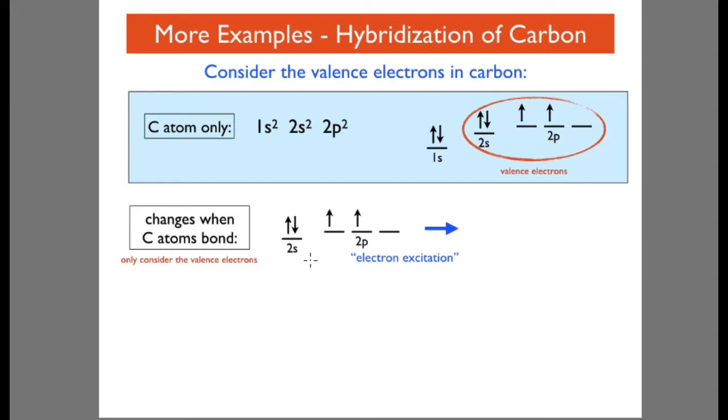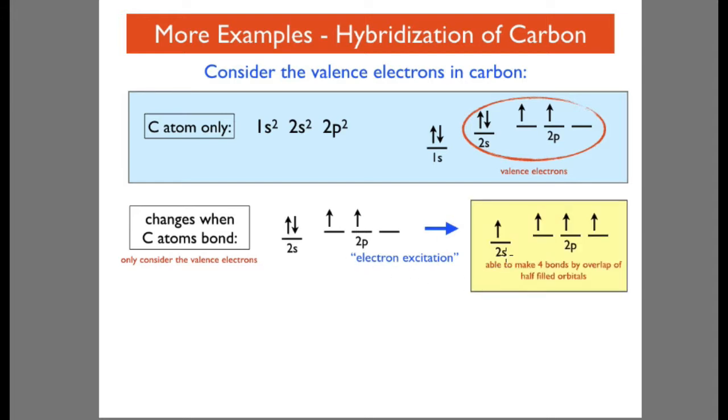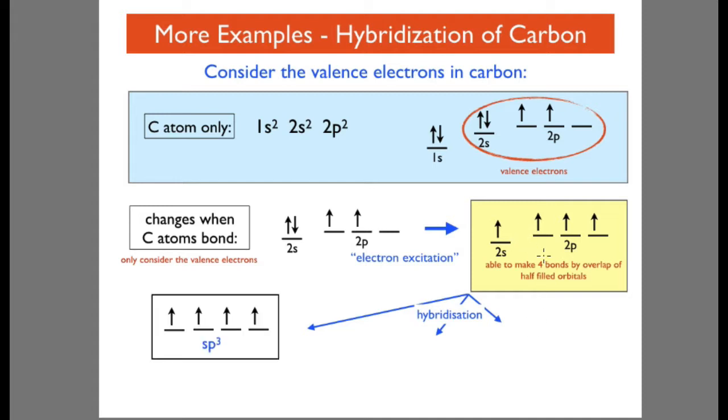There's electron excitation, and one of the electrons in the 2s moves into this free p orbital. Now we're able to make 4 bonds by overlap of half-filled orbitals. That's why carbon can make these 1, 2, 3, 4 bonds. But we get hybridization, and the 2s and 2p become sp3 with 1 electron in each sp3 orbital.